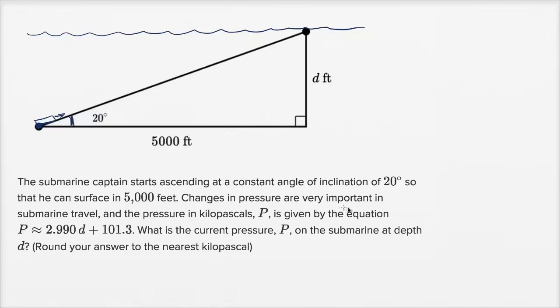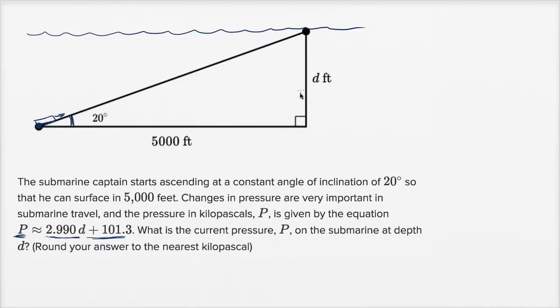Changes in pressure are very important in submarine travel, and the pressure in kilopascals is given by the equation. The pressure in kilopascals is approximately 2.990 times your depth, and I guess it's going to be in feet, plus 101.3. What is the current pressure, P, on the submarine at depth D? Round your answer to the nearest kilopascal.